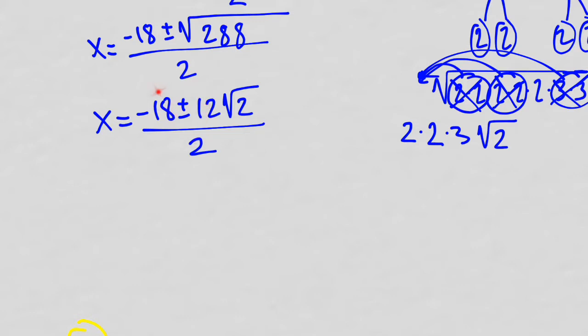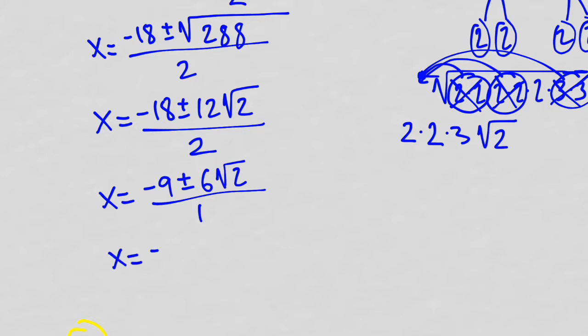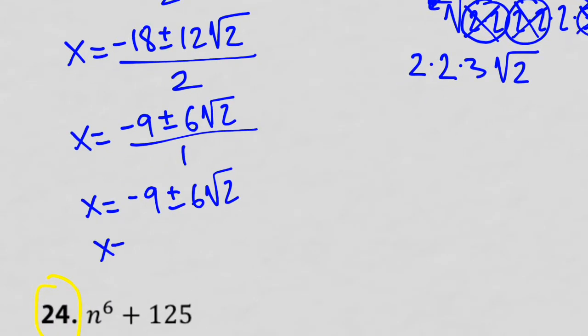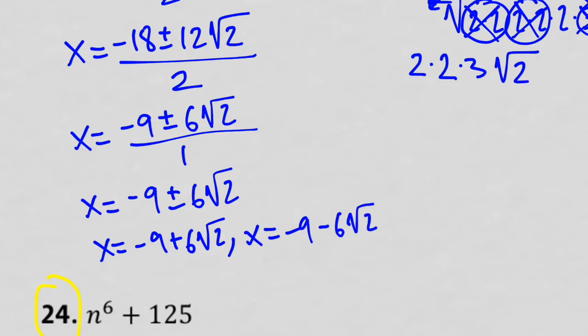So divide them all by 2, and you have x equals negative 9 plus or minus 6 radical 2 all over 1. Now since it's all over 1, I can actually just drop the 1 and it's just negative 9 plus or minus 6 radical 2. That means that there are two solutions here. x equals negative 9 plus 6 radical 2 and x equals negative 9 minus 6 radical 2, right? Those two are the conjugates that come out of it.